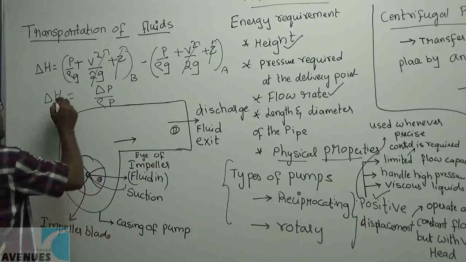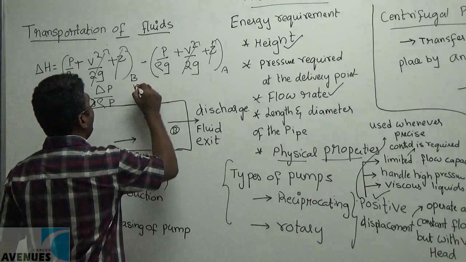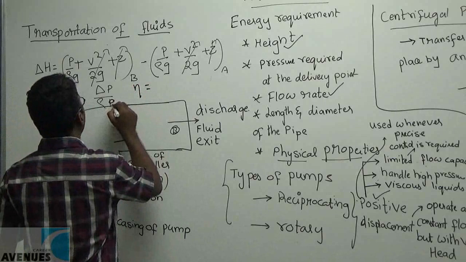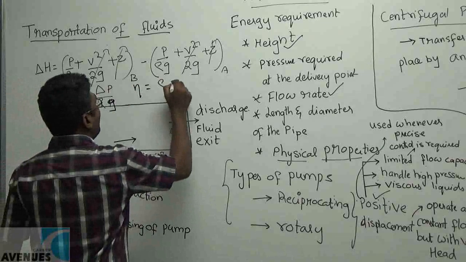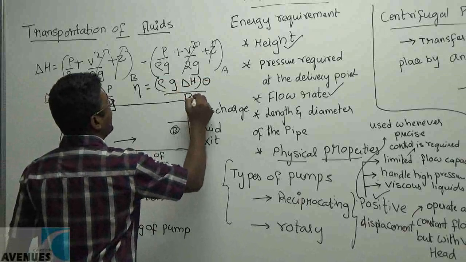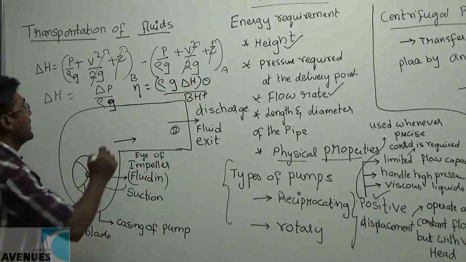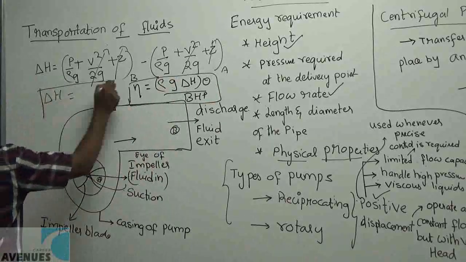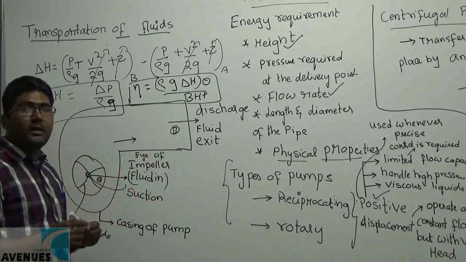In this context, it is good to introduce efficiency, which we call pump efficiency, which is given by rho g delta H by brake horsepower. Brake horsepower is the power required to drive the pump. So pump efficiency is calculated by this formula, and the head is given by this formula, which is obtained by applying Bernoulli's principle and neglecting the potential and kinetic energy heads.